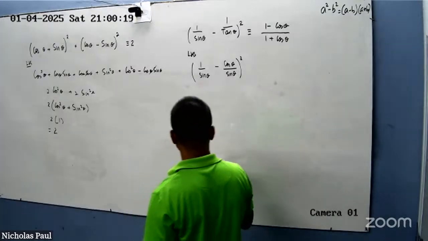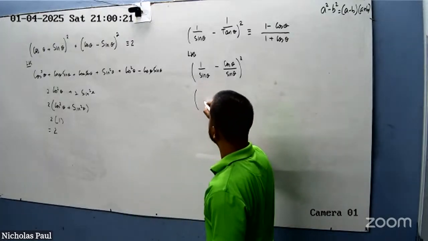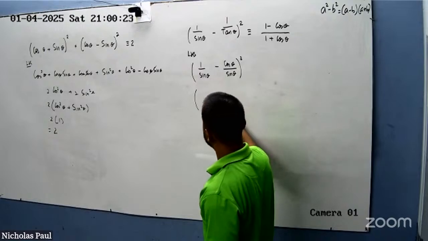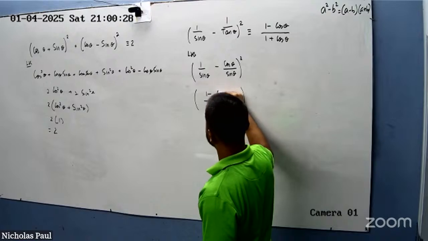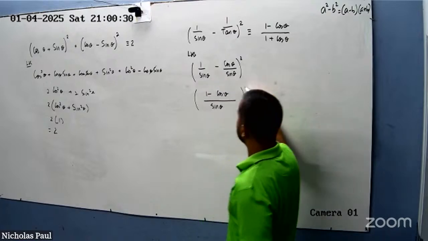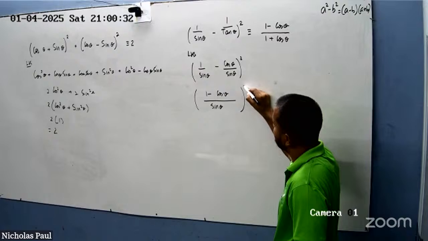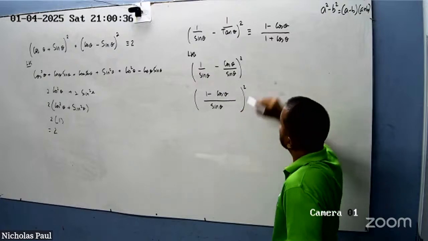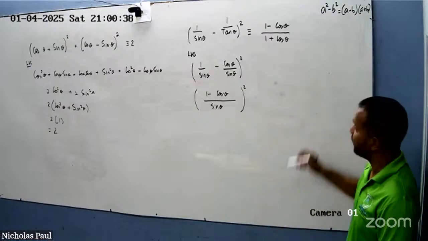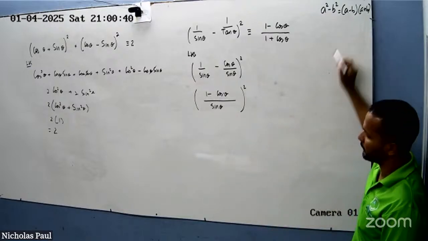Again, remember, take your time, find the LCM. The LCM here is sine theta, and the numerator here will be 1 minus cos theta. And you're squaring all of this. You're squaring the top and you're squaring the bottom. Take your time. The one hint I want to give you is this.